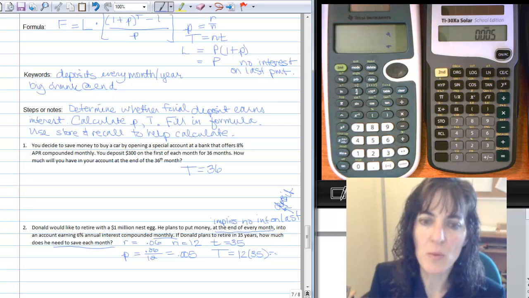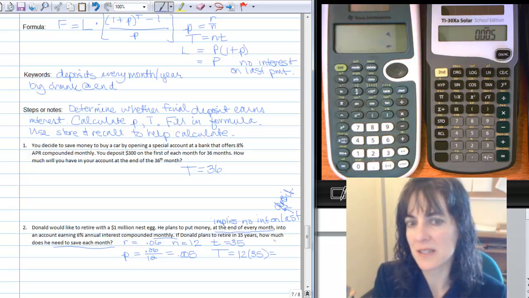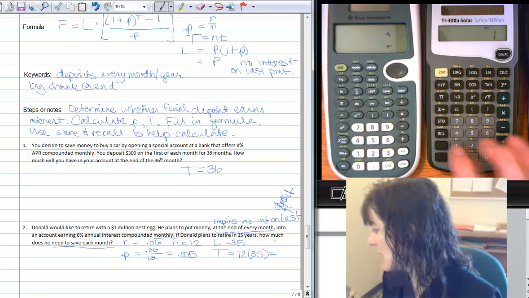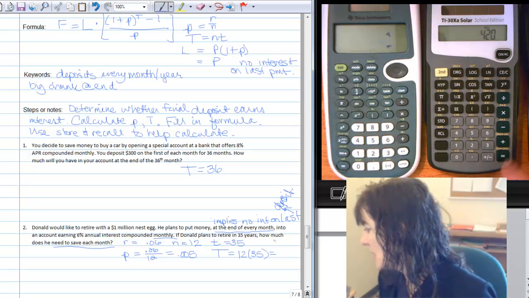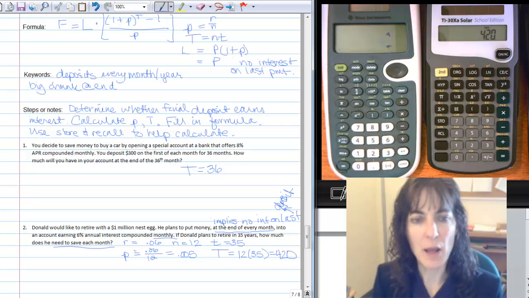So we're thinking about what we're doing with that capital T. We're figuring out how many deposits Donald is going to make over time. So 12 times 35, he's going to make 420 deposits in his lifetime before he's ready to retire. So 420 for our capital T.